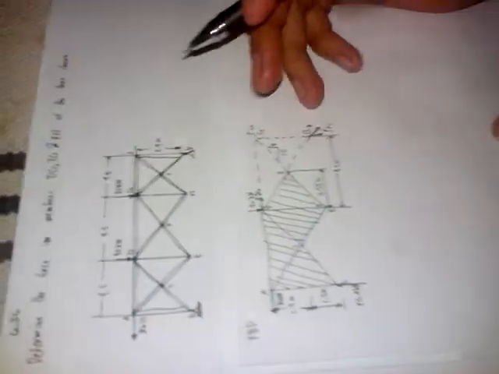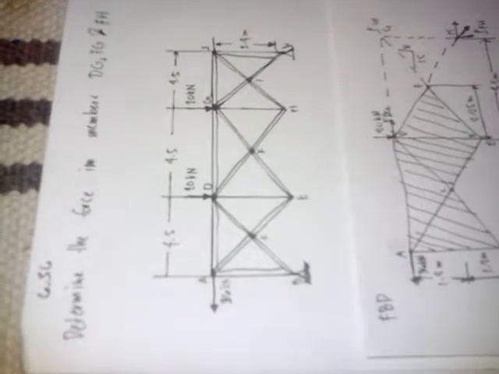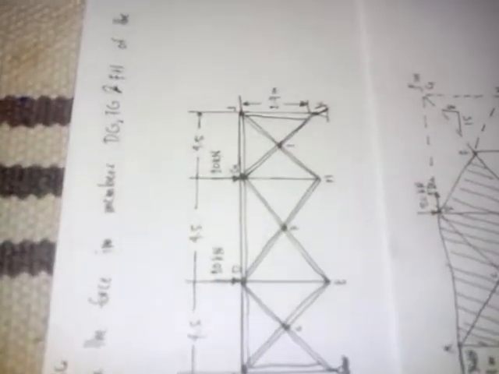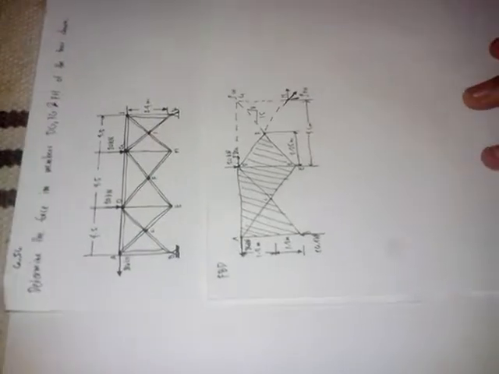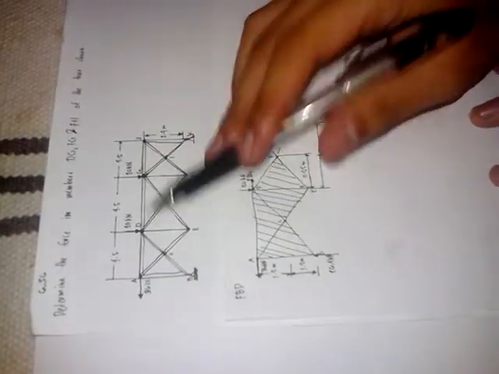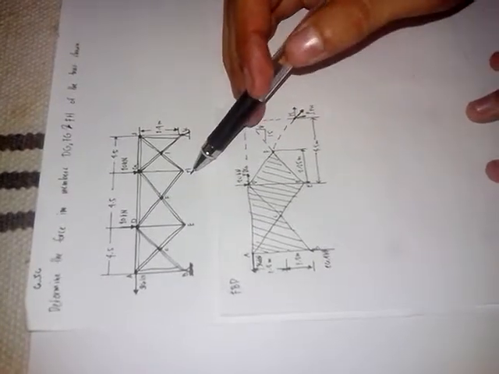So we are going to solve the 6.56 problem from chapter 6 of the subject statics of rigid bodies. The problem is: determine the force in members VG, FG, and FH of the truss shown. So this is the truss, and we are going to find the force in FG, BG, and FH.